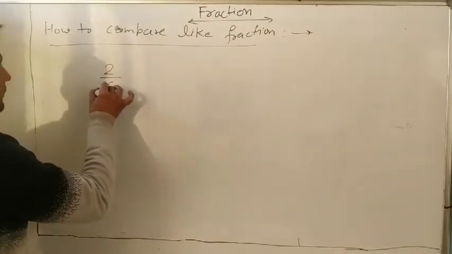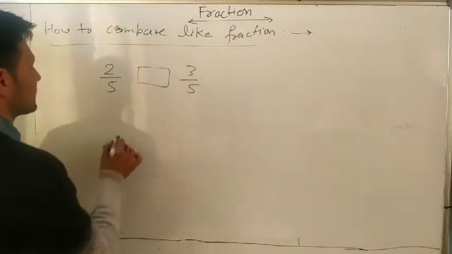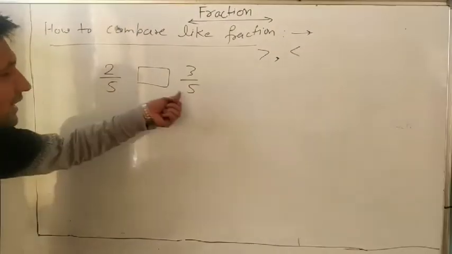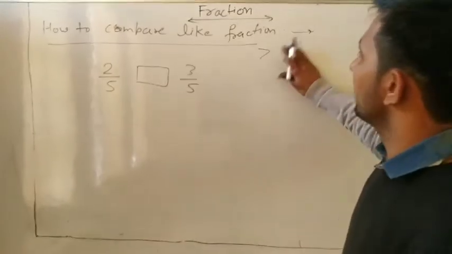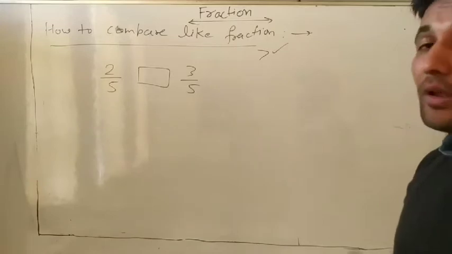So in like fractions, suppose I ask you 2 by 5 and 3 by 5. Tell me which sign we will use here, this one or this one. It means which one is greater, which one is smaller. So use the sign of the greater. So how will we find?